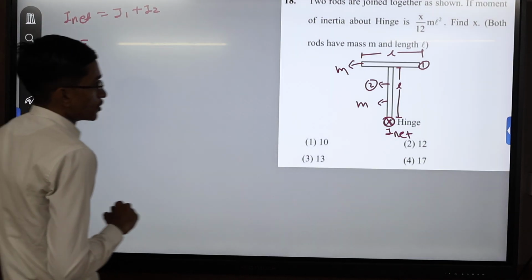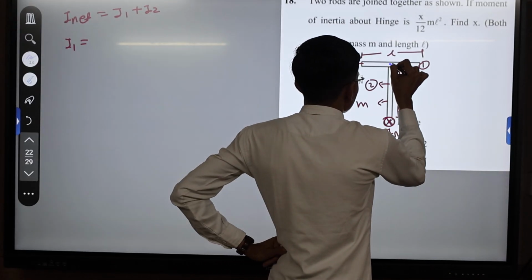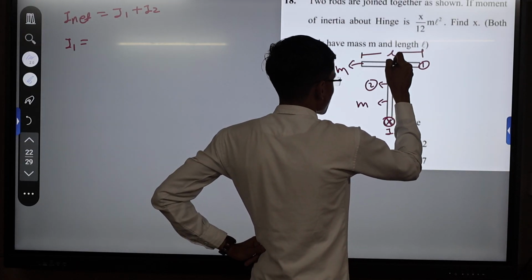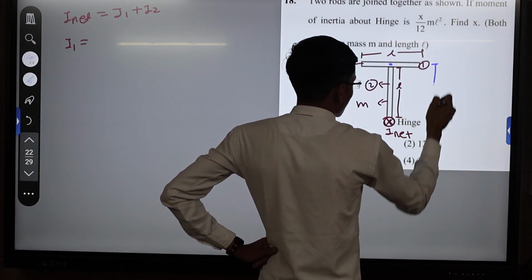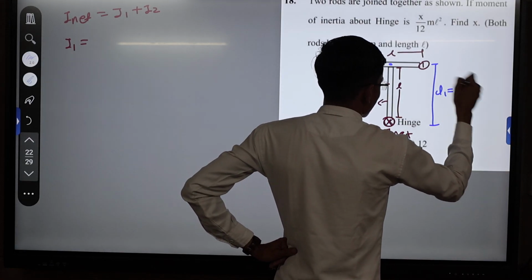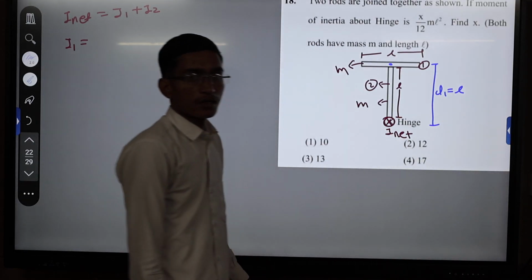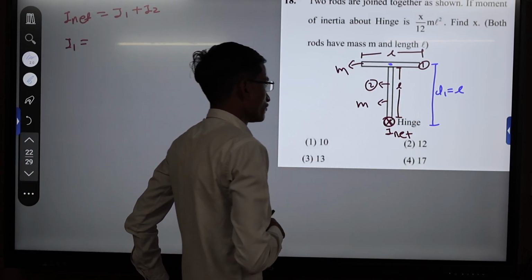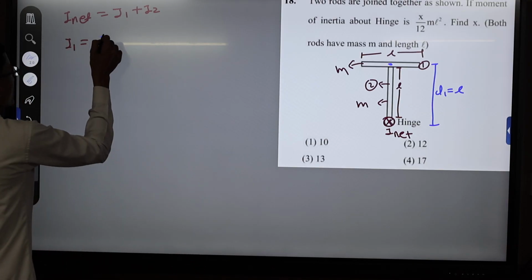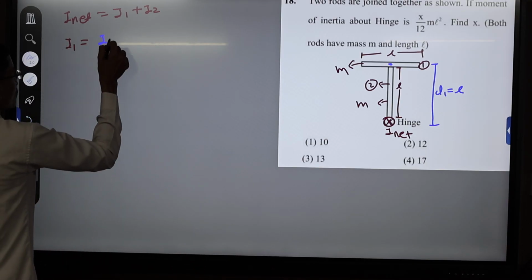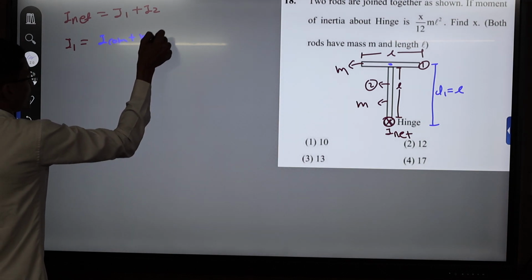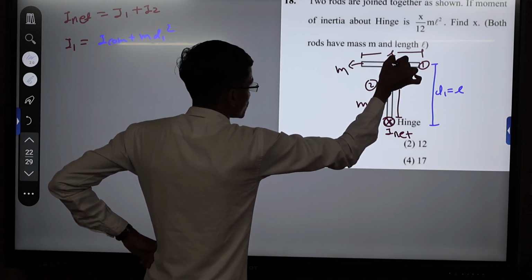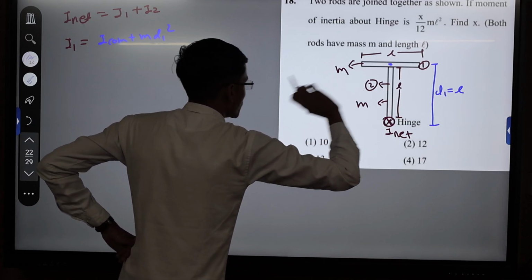For I1, consider that this is the center of mass of this rod and we displace the axis from this to this. For that, D1 will become L. So we will use the parallel axis theorem. We can say that I1 is equal to ICOM plus M D1 square, where ICOM is the moment of inertia of this rod about its center of mass and distance D1 is equal to L.